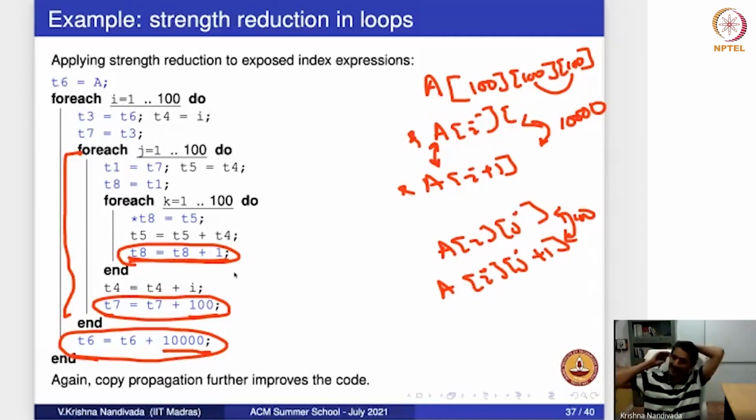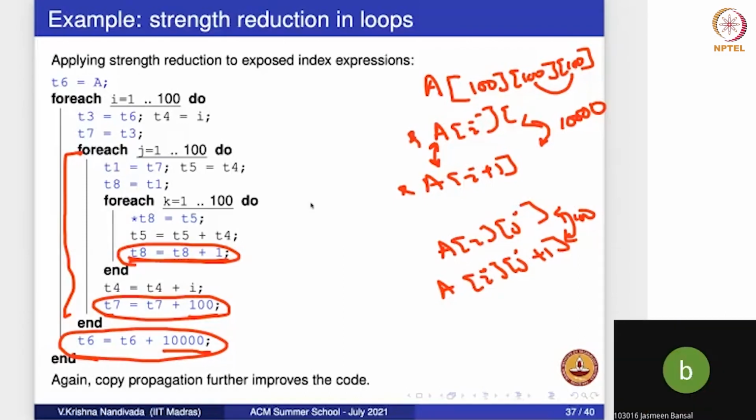Now tell me one thing, guys. How many index operations do I have in this code? 0. How many multiplications do I have? 0. Do you remember the original code which had so many multiplications, so many index operations? Does this really make you feel, wow, can a compiler do this? Yeah, definitely.